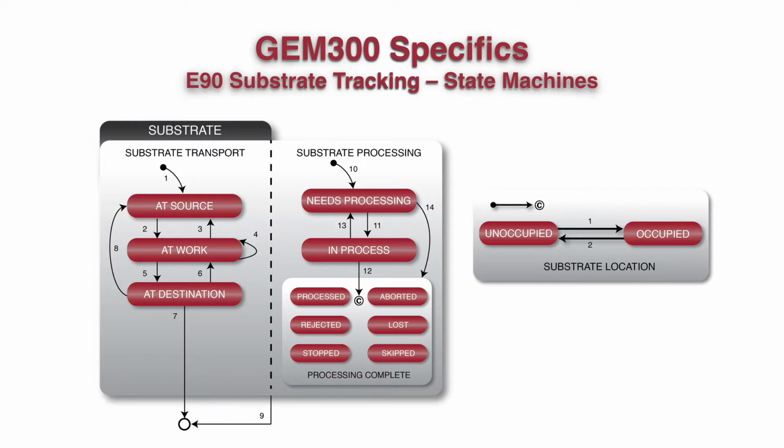The substrate object itself has a transport state machine and a processing state machine. The substrate location has a single state machine which defines its status. Is it occupied or unoccupied? And if it's occupied, what substrate is there?